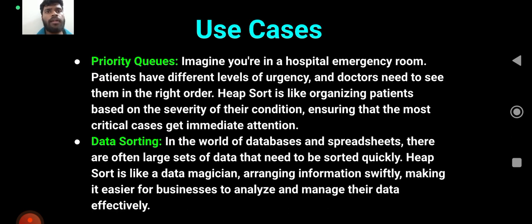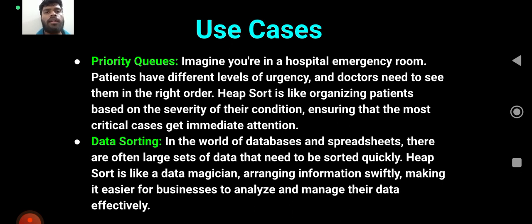And in the use case, priority queues. Imagine you are in a hospital emergency room. Patients are having different levels of urgency, and doctors have to see them in the right order. Heap sort is like organizing the patients based on the severity of their condition, ensuring the most critical cases get immediate attention. Okay, this is one of the use cases where it is used in hospitals, where the severe patient has to be looked after first when compared to another person. Here we use heap sort.